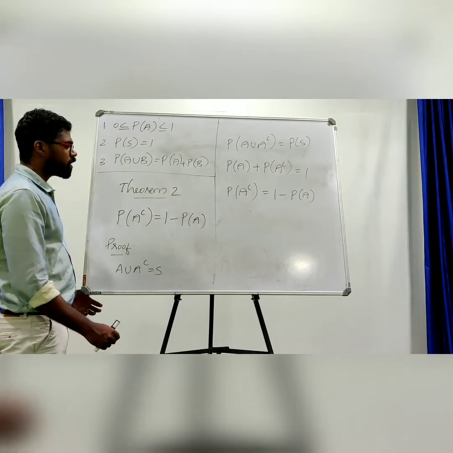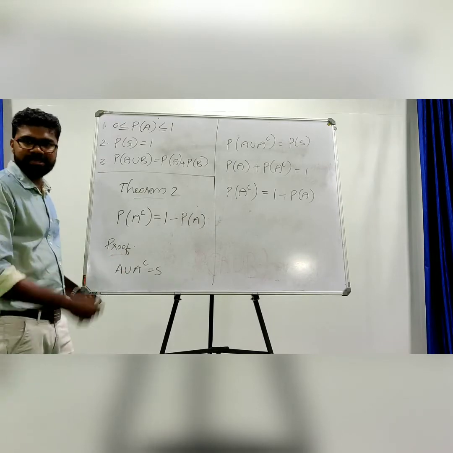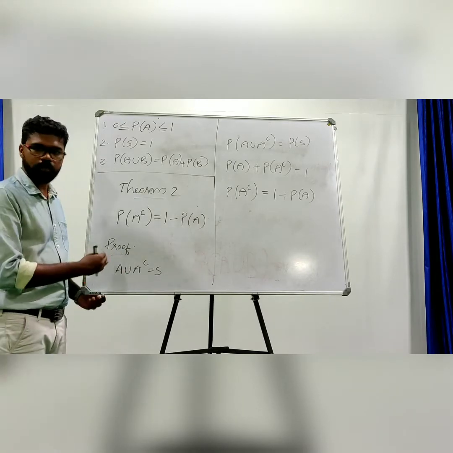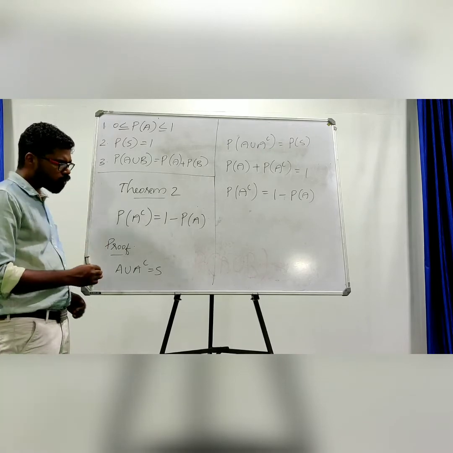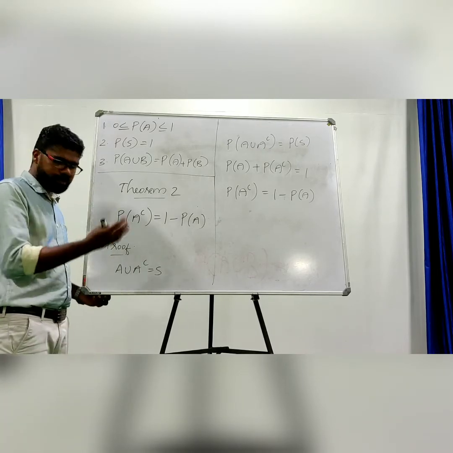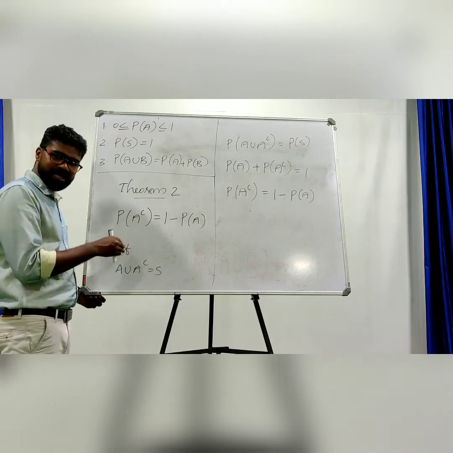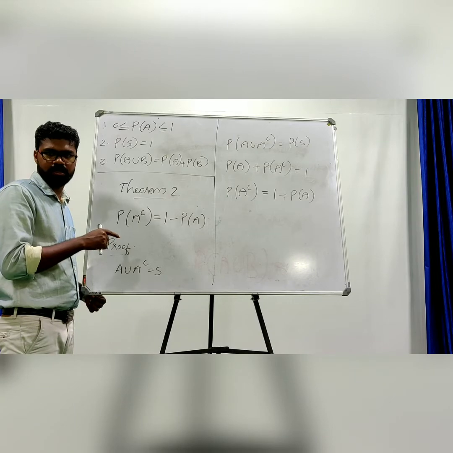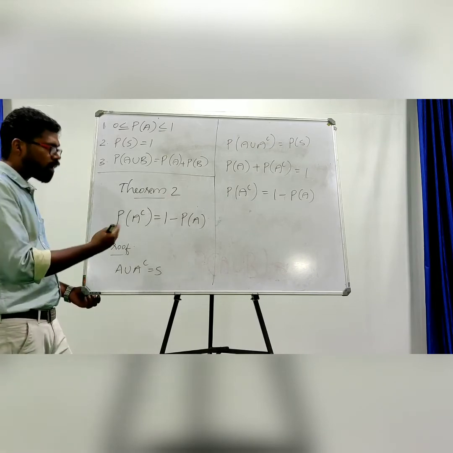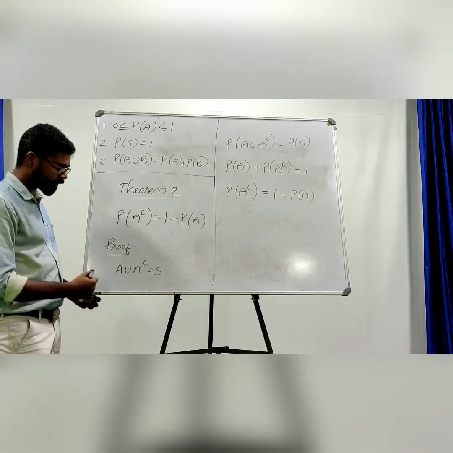Okay, so let us discuss theorem 2 here. That is, probability of A complement is equal to 1 minus probability of A. So what is A complement? A complement means nothing but the events that are in S, not in A. Let's see how it can be derived.